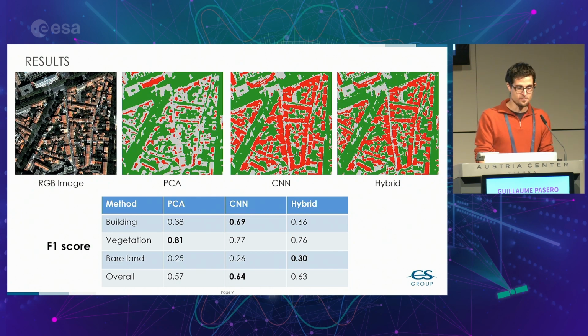And so, the results that we get: we see that the CNN and the hybrid method perform significantly better than the simple PCA method. But still, we see that the CNN approach has the best overall accuracy, and the hybrid method has a comparable accuracy. Just to mention, we also had ground truth data for some of the patches, so we have been able to compute this F1 score.